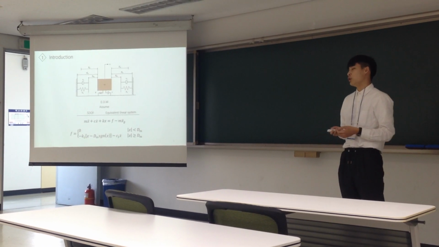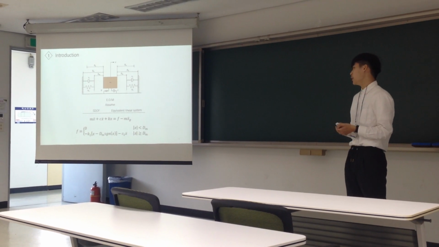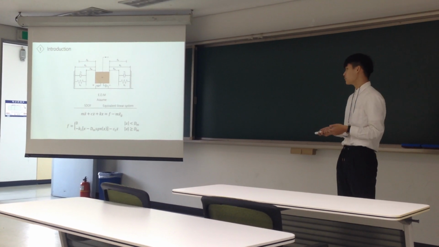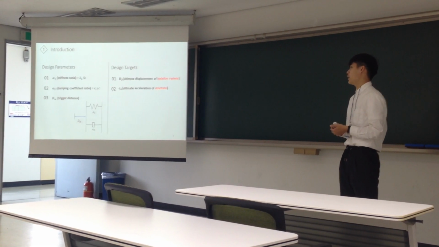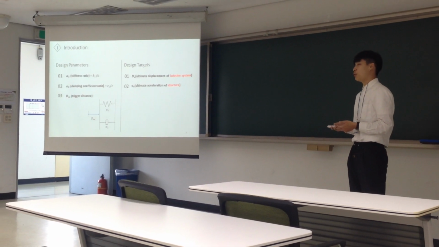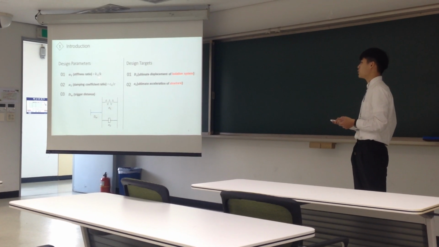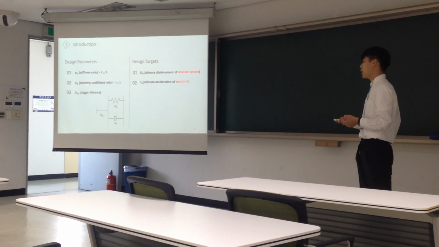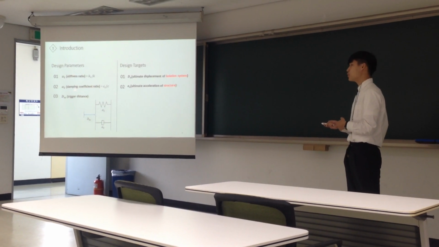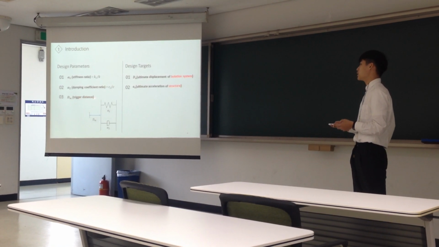And this is the equation of motion of my model. I assume it is a single degree of freedom and an equivalent linear system. And there are 3 important design parameters and 2 design targets. The first parameter is alpha 1, the stiffness ratio, equal to K1 divided by K. The second one is alpha 2, the damping coefficient ratio, equal to C1 divided by C. And the last one is dN, the trigger distance.